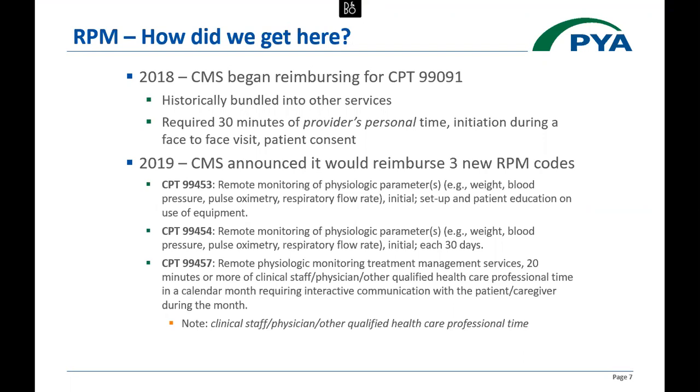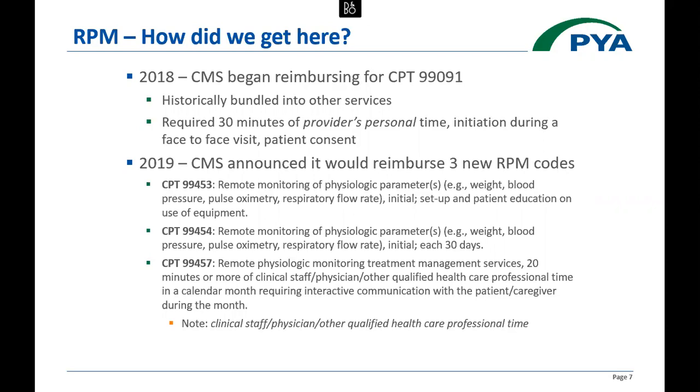Sounds better. Thank you. So let's start for just a second looking at remote patient monitoring and talking about how we got here. The code 99091 was actually introduced in 2002 by the American Medical Association in their CPT guidebooks, but it wasn't until 2018 that CMS began reimbursing for that code. Historically, they considered it to be bundled into other services. Everybody was excited, but as we got the information and dug into it, we realized that that code required 30 minutes of the provider's personal time, that it must be initiated during a face-to-face visit, and that patient consent was required to be obtained.